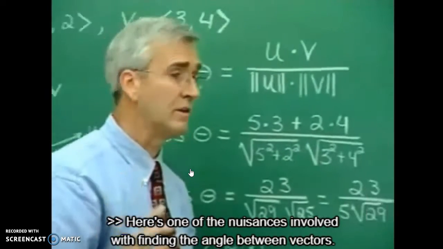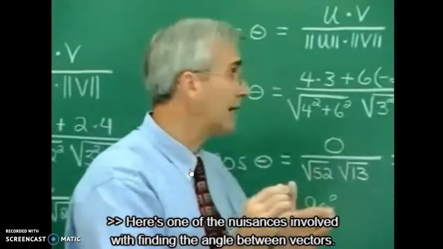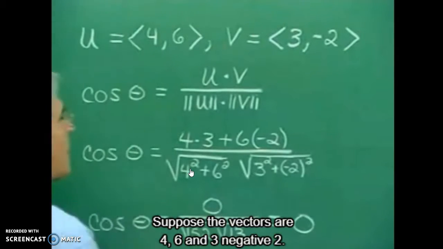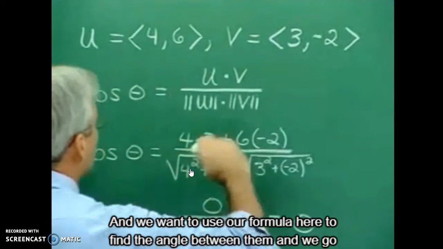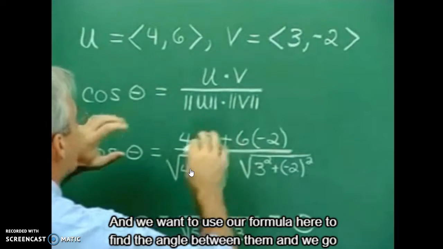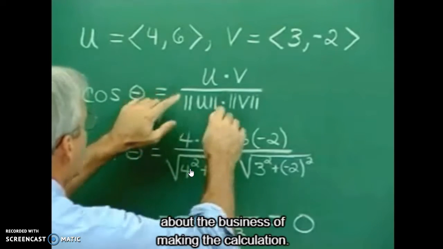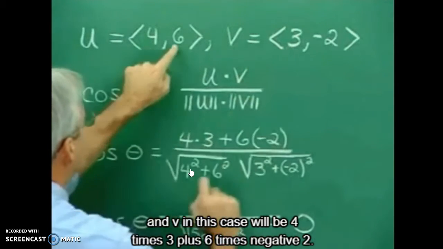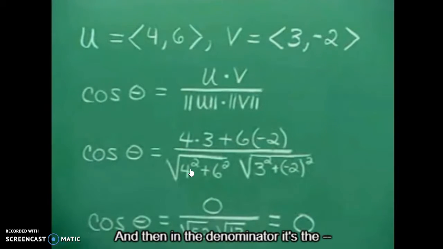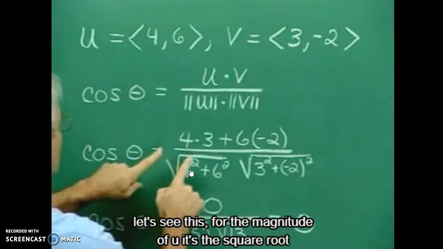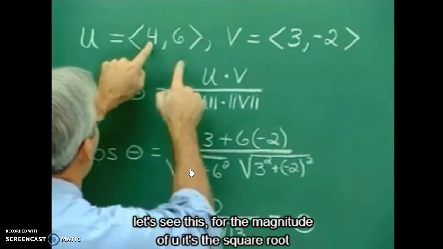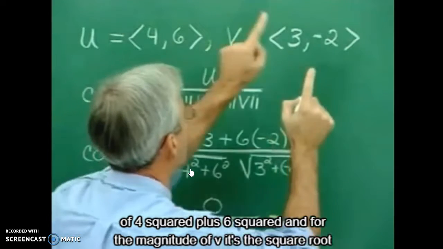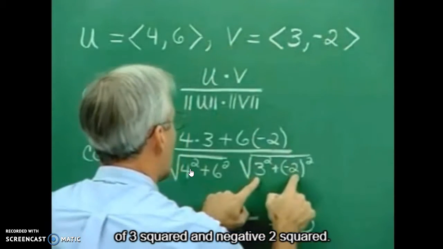Here's one of the nuances involved with finding the angle between vectors. Suppose the vectors are 4, 6, and 3, negative 2. And we want to use our formula here to find the angle between them, and we go about the business of making the calculation. The dot product of u and v in this case would be 4 times 3 plus 6 times negative 2. And in the denominator, for the magnitude of u, it's the square root of 4 squared plus 6 squared. And for the magnitude of v, it's the square root of 3 squared and negative 2 squared.